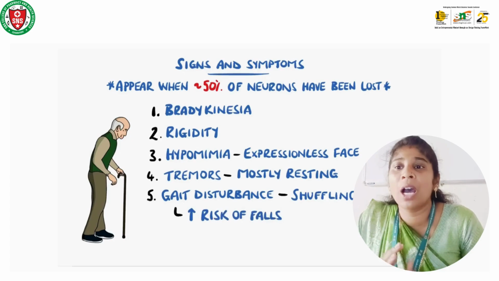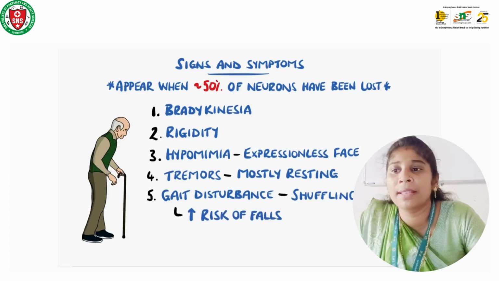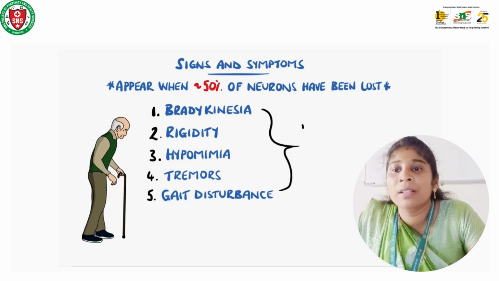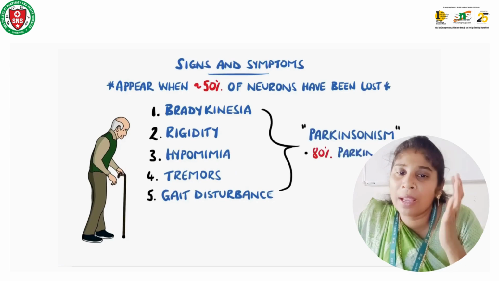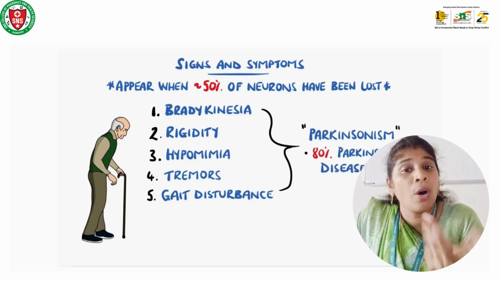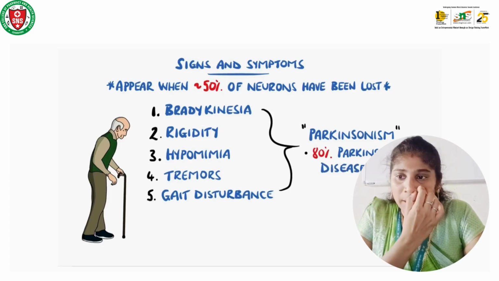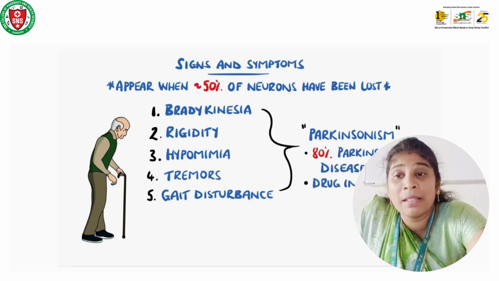And next, coming to hypomimia. Hypomimia is nothing but reduced expression in the face. So we cannot express our reactions in the face, where the person will be looking the same in all expressions. So the next one comes, this is the main sign, which is tremors.